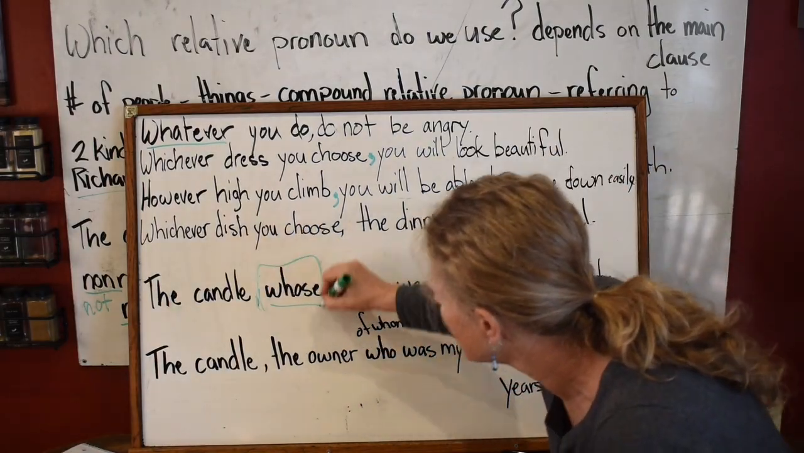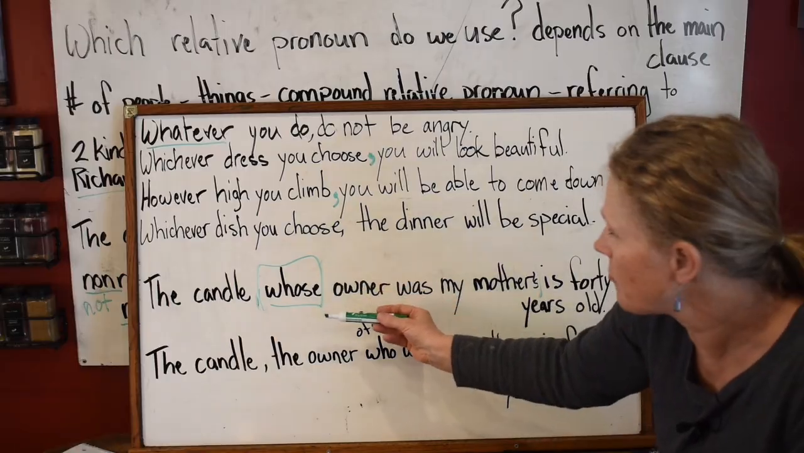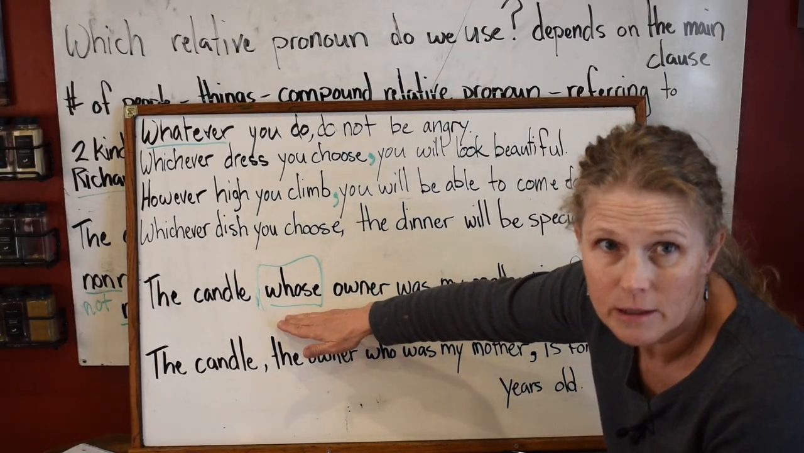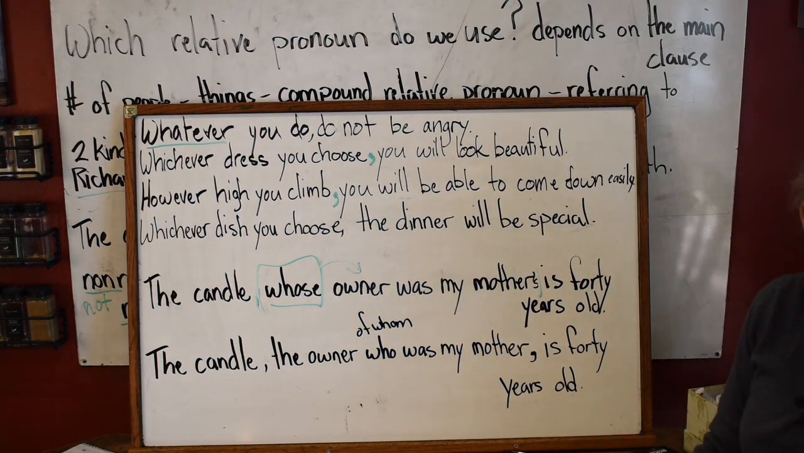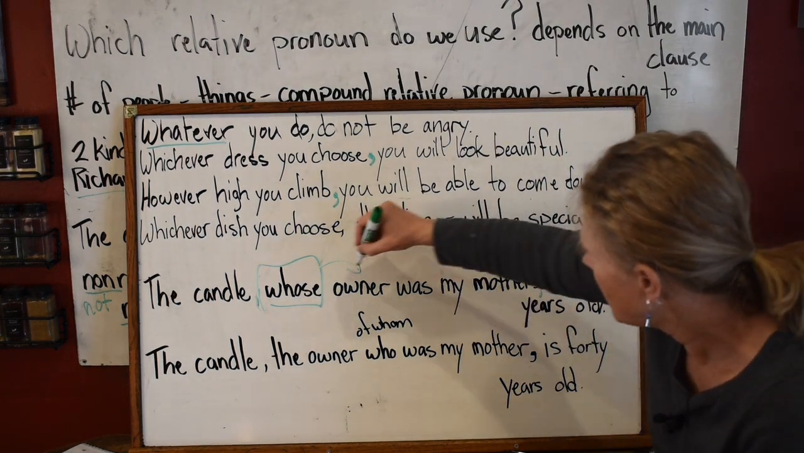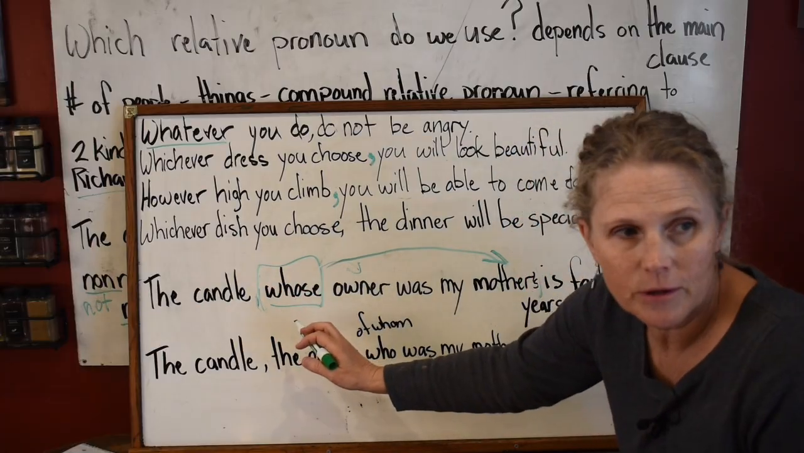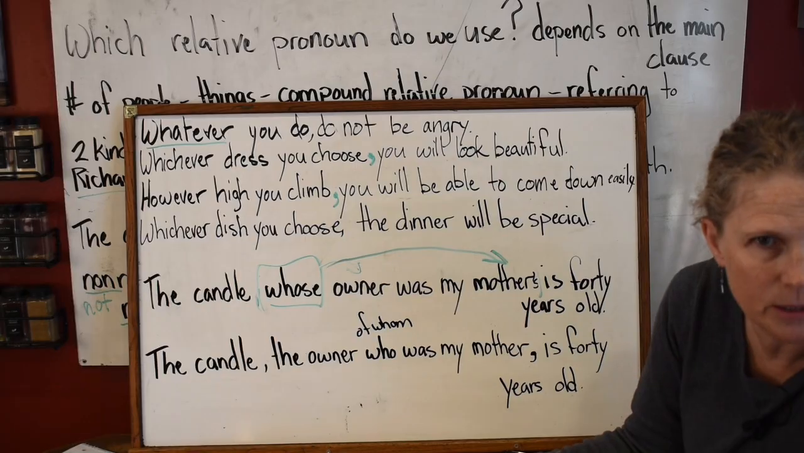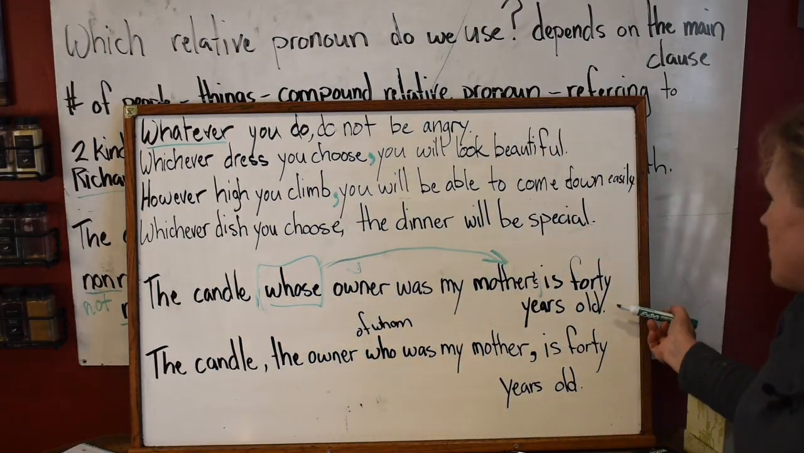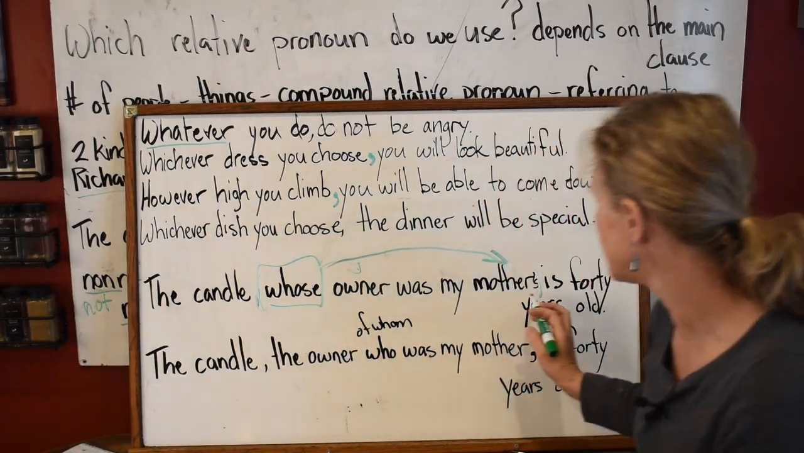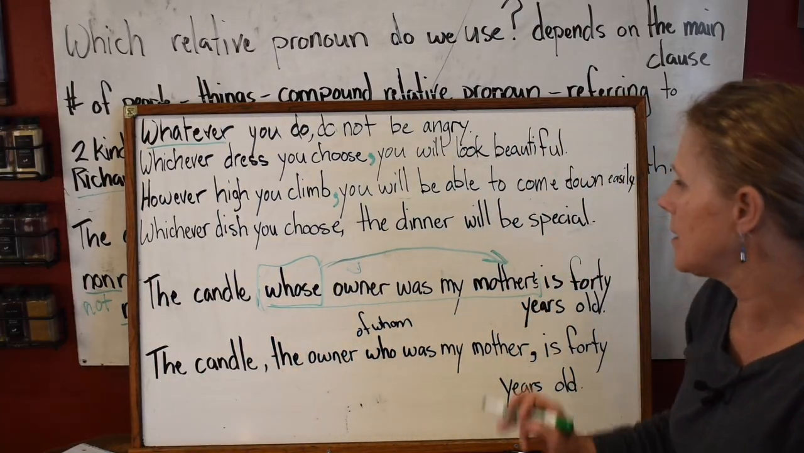You see how this pronoun is starting. So this is a relative pronoun. It is starting the clause. But what's it possessing? Whose owner. But it's also the mother, right? So see how this is a possessive right here, but it's also starting the clause. See how we can take it out? The candle is 40 years old, but I really want everybody to know that it's my mother's candle. So I keep that in.